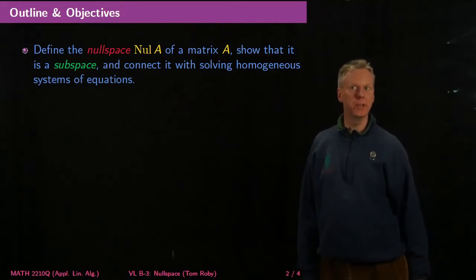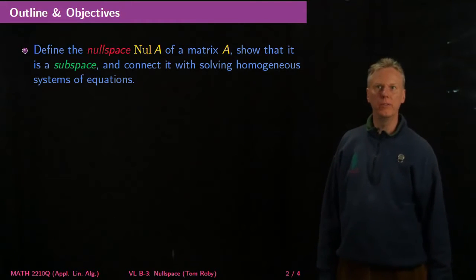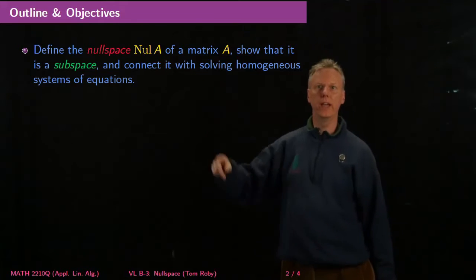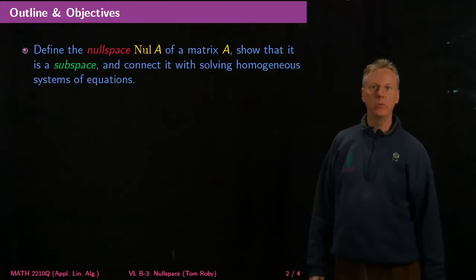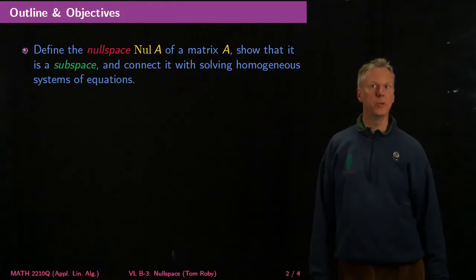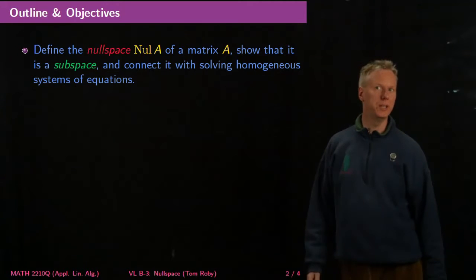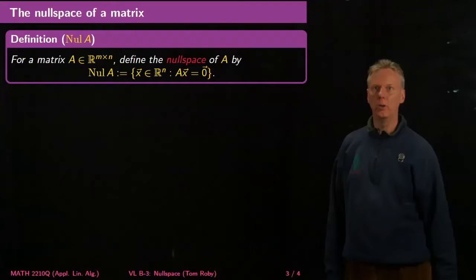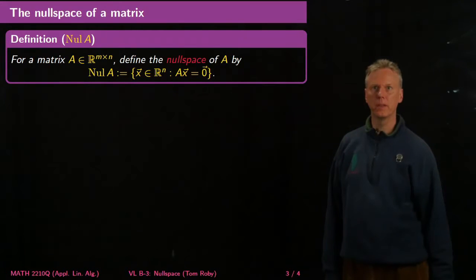Here are the outline and objectives. We'll define the null space of a matrix A. We'll denote it by null of A. And we'll show that it's a subspace. And then we'll connect it with solving homogeneous systems of equations, which is something we've been looking at a while back in this course.